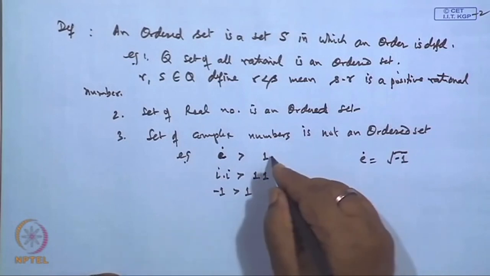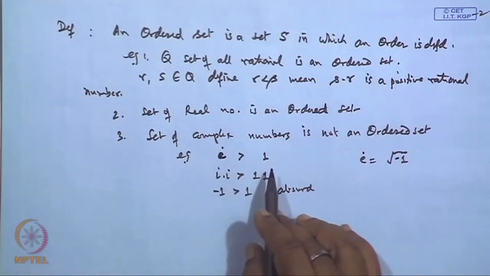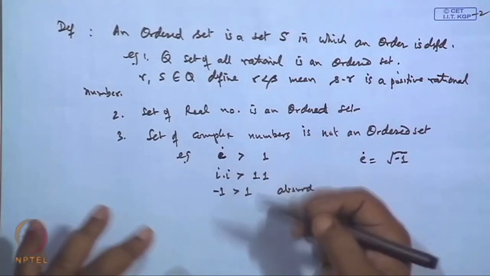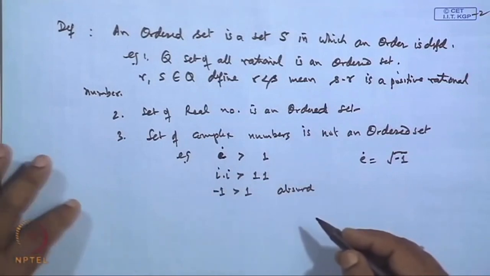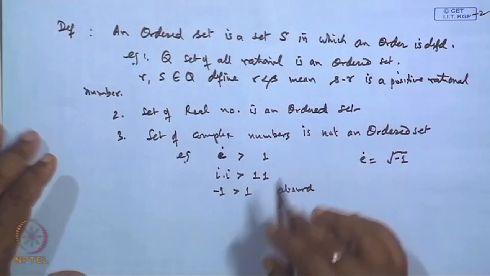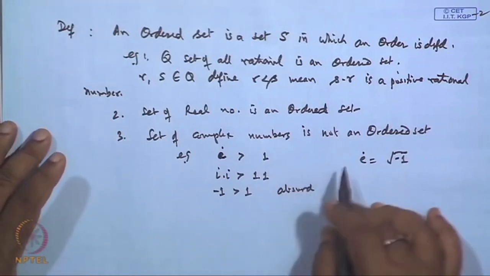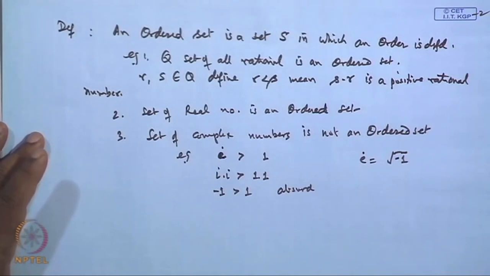It means the ordering which we have introduced is not correct. Similarly, if i is less than 1, we can again arrive at a contradiction. So we are unable to introduce an order over the set of all complex numbers. That is, the set of complex numbers is not an ordered field. Field we will discuss in algebra.